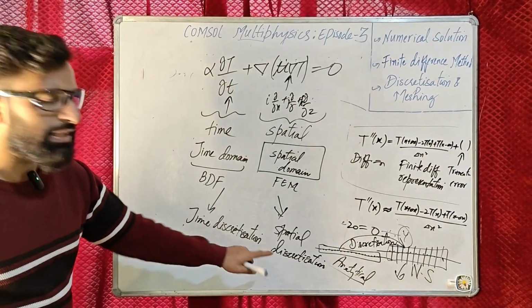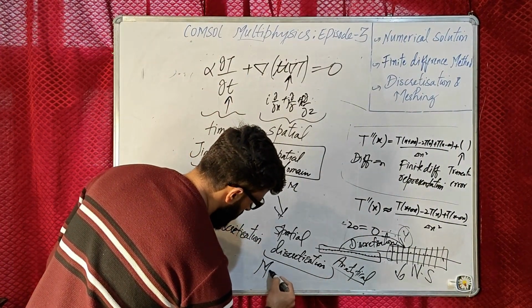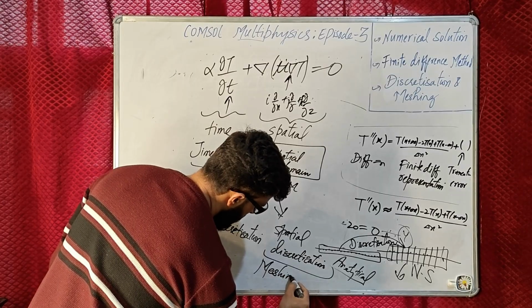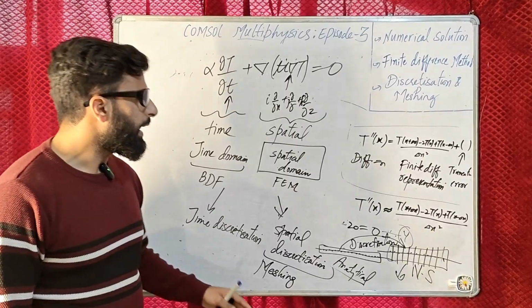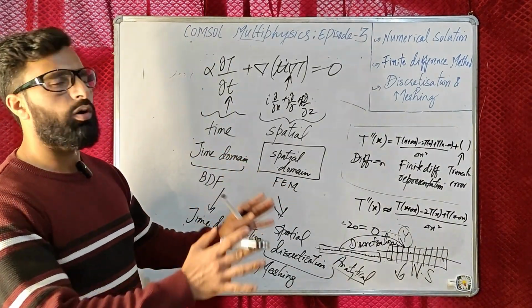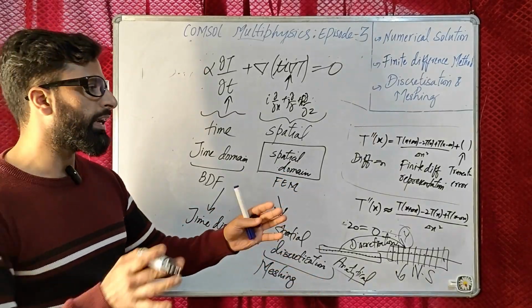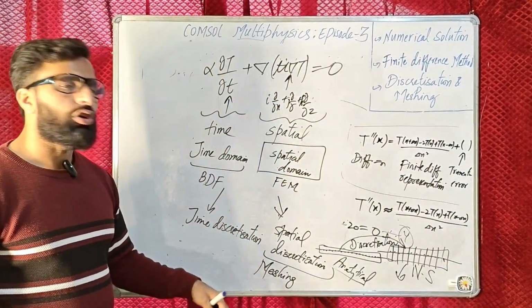Now spatial discretization is also known as meshing. So when a spatial domain is divided into a selected number of nodes, a selected number of elements, and we get the solution in numerical form, in the tabulated form, that discretization is called meshing.